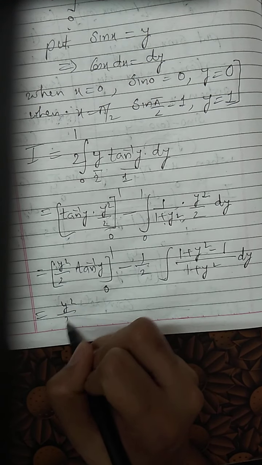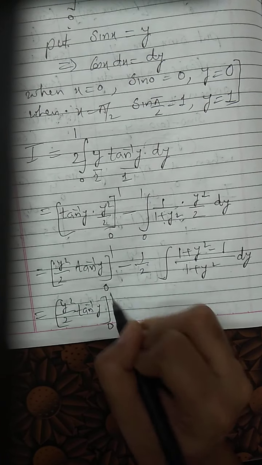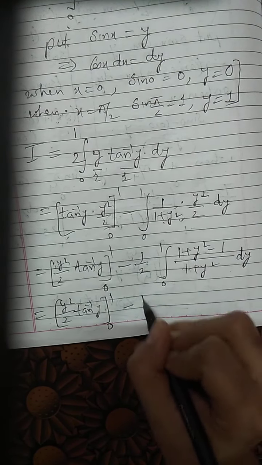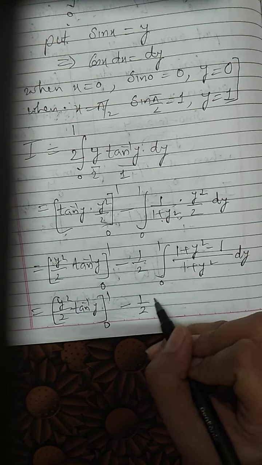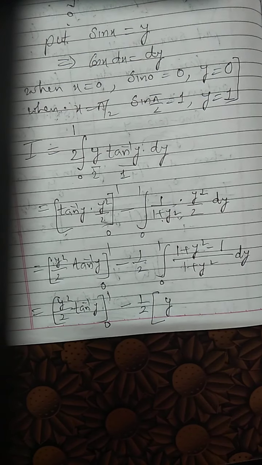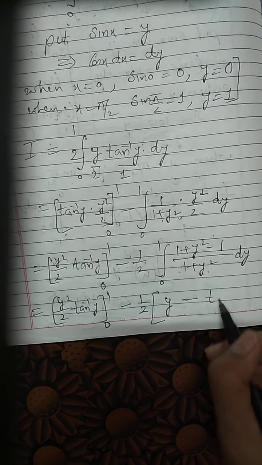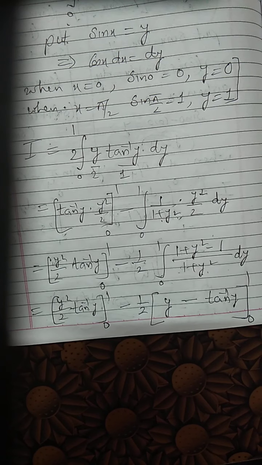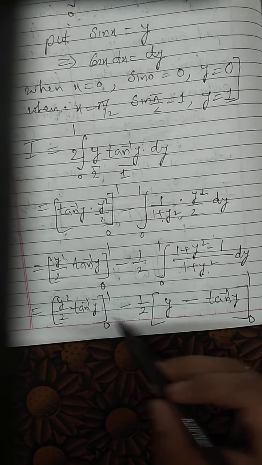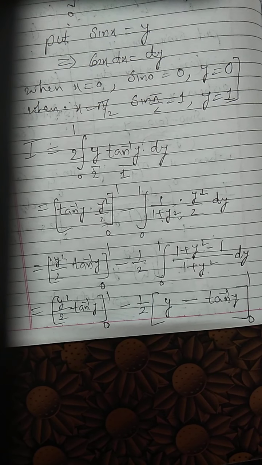It is y square by 2 tan inverse y. We will write down the limits. Here also limits are there, minus 1 by 2. So 1 upon y square plus 1 upon y square is y only, means integral will be y, minus 1 upon 1 plus y square integral is again tan inverse y, and the limits are 0 to 1. So we will just apply the limits. So lower limit will make this term 0, and tan inverse 0 will be 0 only.